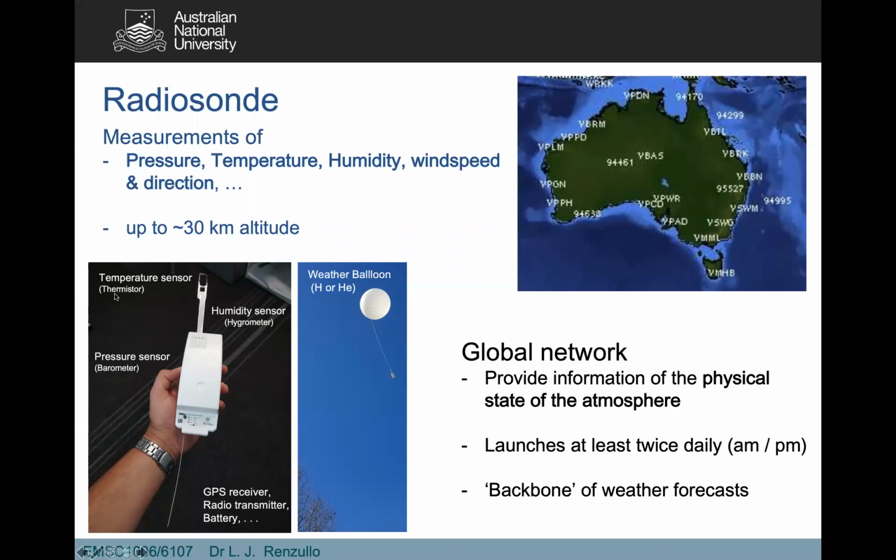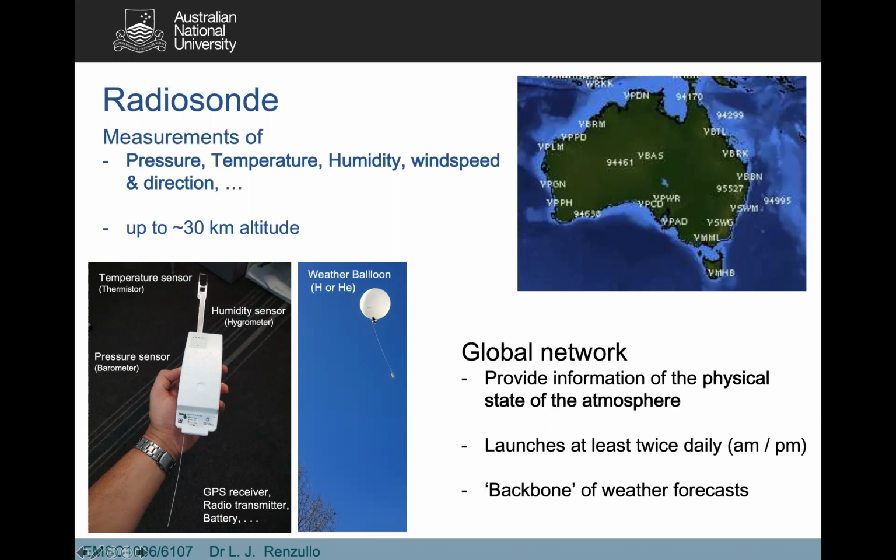It has a thermistor measuring atmospheric temperature, a barometer which measures pressure, a hygrometer which measures moisture in the air through relative humidity, and a GPS receiver, radio transmitter and a battery. But this is a typical radiosonde.